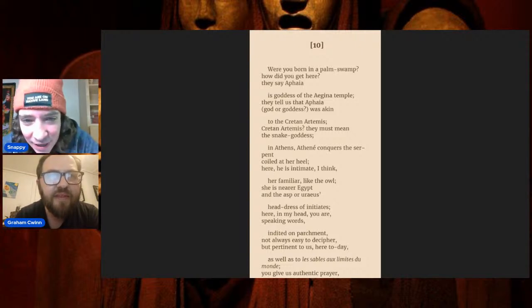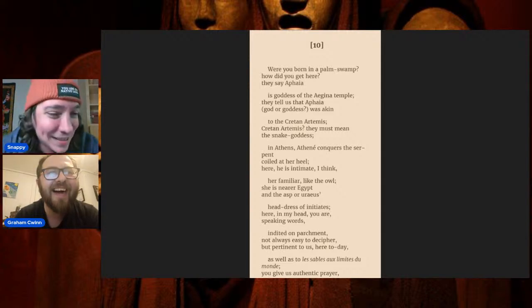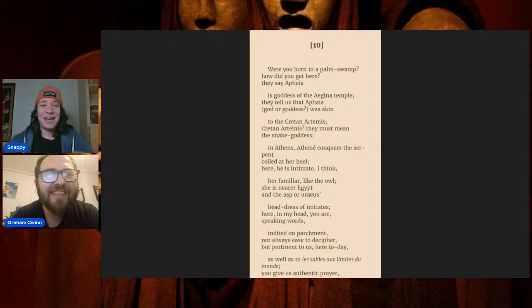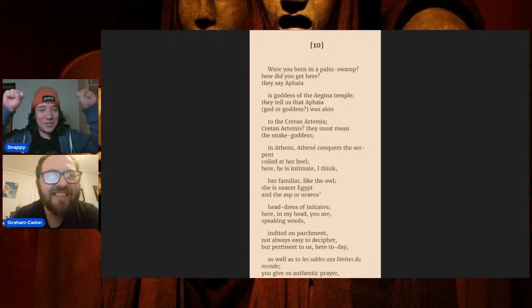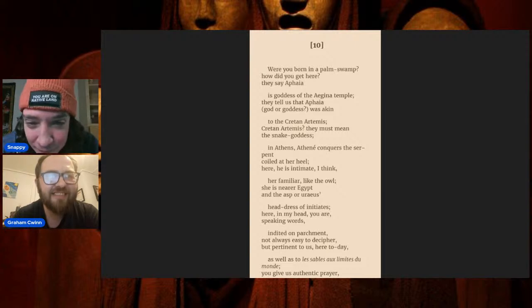Cretan Artemis? They must mean the snake goddess. Now we're getting back to Medea, right? And we're getting to that iffy Medea, that image of the priestess holding the snakes with her breasts revealing.